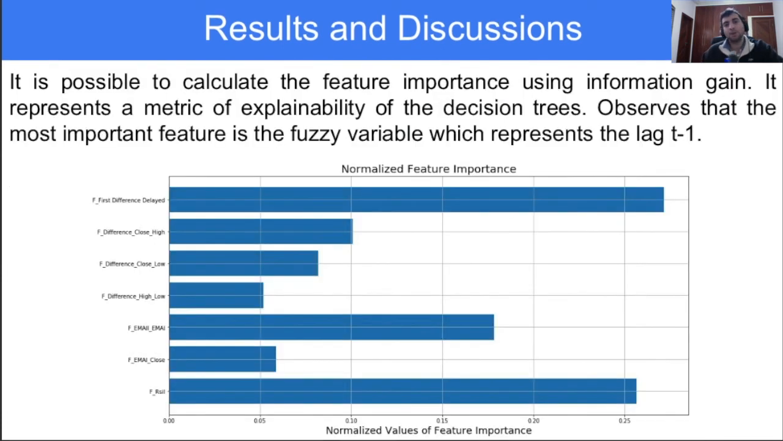Well, in addition, it is possible to calculate the feature importance using information gain. And it represents a metric of explainability of the decision trees. And it's quite interesting to observe that in our case, the most important feature is the fuzzy variable which represents the lag t-1. And some slides before, we showed that the lag t-1 doesn't have any type of correlation, but our FDT-FTS method could capture some nonlinear autocorrelation between the lag t-1 and the present values. Also, the second best variable was the fuzzy RSI1, which is a technical indicator. And the third best variable was the difference between two exponential moving averages.